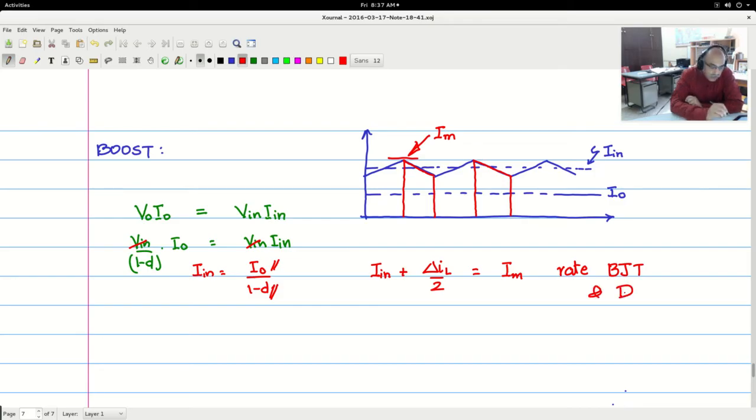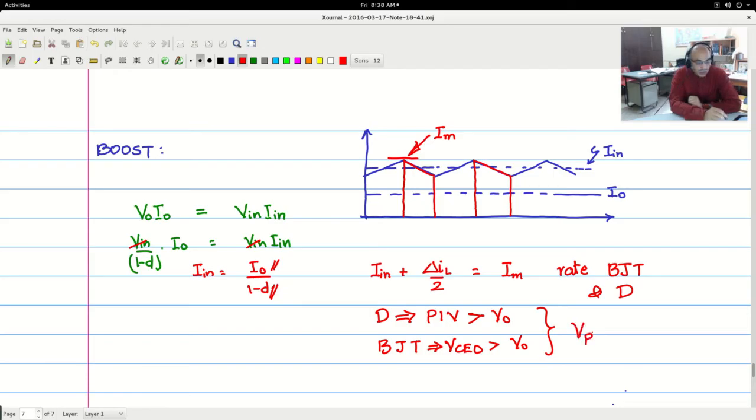The current rating for the devices, the average value of those, will be the average current rating of the device. And for the diode, the peak inverse rating should be greater than V naught, and even for the BJT, the VCE rating should be greater than V naught, as we saw from the pole voltage waveform, or the VP waveform. So that way you find the relationship of the input current and the output current in the case of the boost converter.